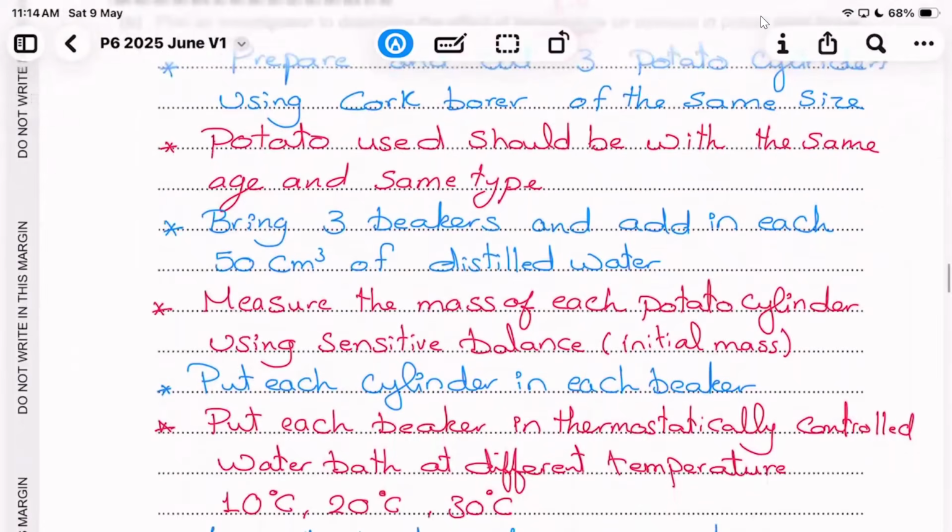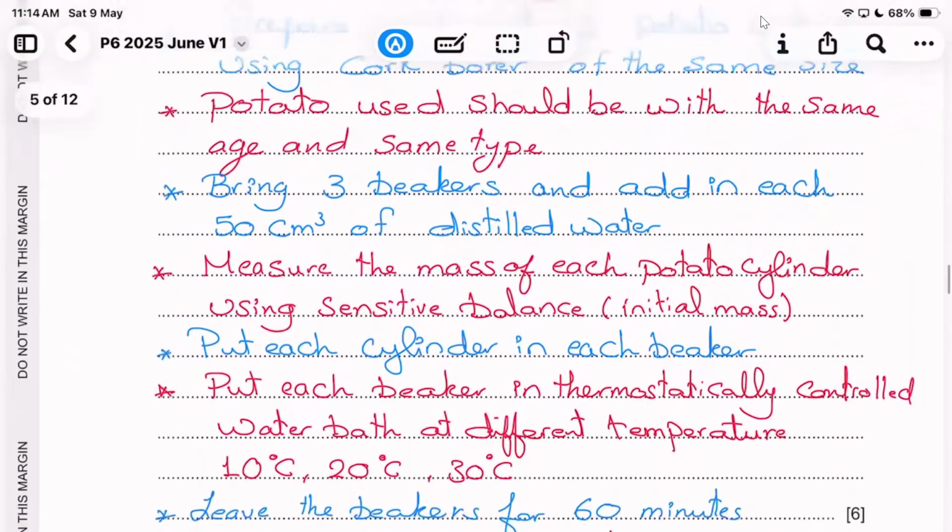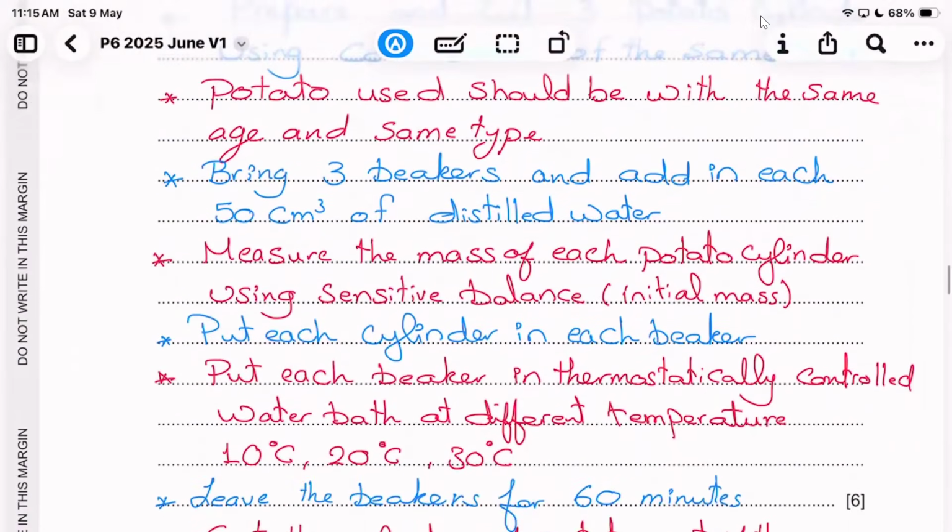For example, 10 degrees Celsius, 20 degrees Celsius, and 30 degrees Celsius, okay? And then we have to leave the beakers for about 60 minutes, okay? If you would like to put it in for 30 minutes, no problem. But we have to keep them at the same period of time.